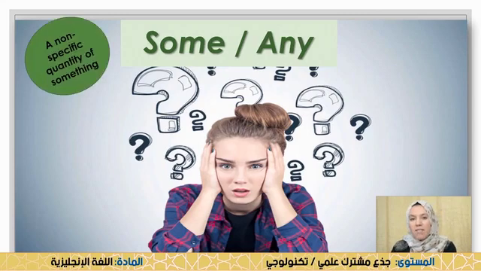First of all, let's give them a definition. What is any and what is some? To put it simply again, some and any, they mean a non-specific quantity of something. Meaning, when you don't know the exact amount or the exact quantity or the exact number of something. You don't know for sure.